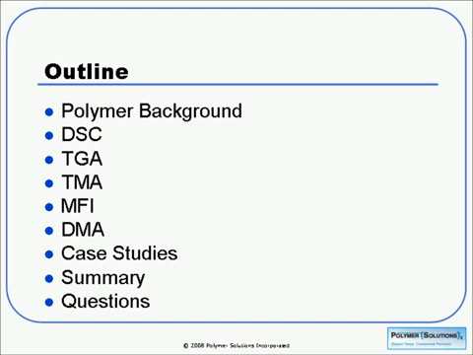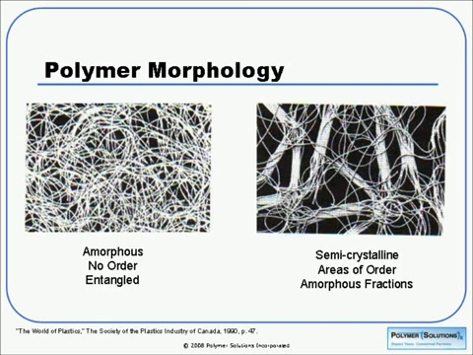So first I want to tell you what we're going to talk about. I'm going to go over some polymer backgrounds so that we're all on the same page. I'll talk about several thermal techniques then, the alphabet soup we have here: differential scanning calorimetry, thermogravimetric analysis, thermomechanical analysis, melt flow index, and dynamic mechanical analysis. And we'll go over some real-world examples for all of those as well. Then we have a couple case studies to go through, and we'll summarize and address any questions you might have.